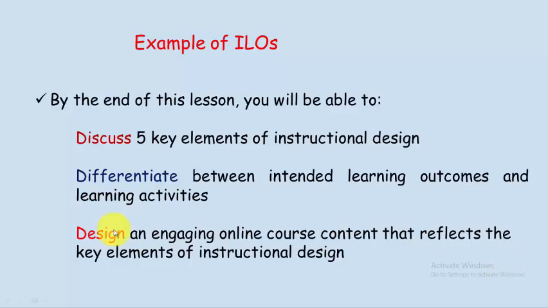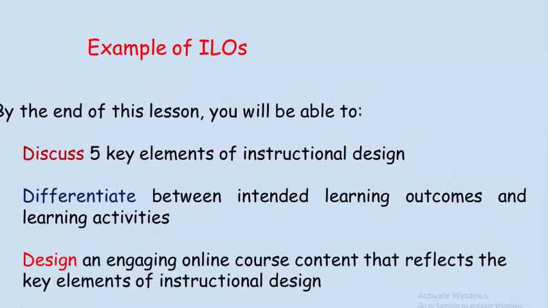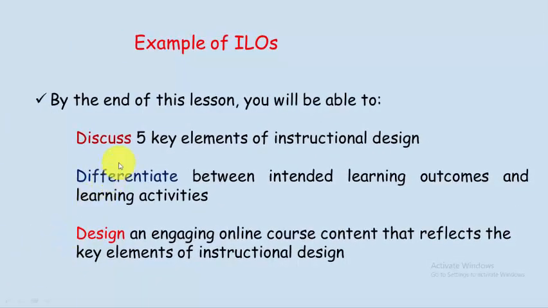In the first instance, you will notice that these intended learning outcomes are stated in measurable terms. You will see words like discuss, differentiate, design. All these words are measurable terms. You can determine whether students have been able to perform all this or not. You don't use words that are not measurable like know or understand.